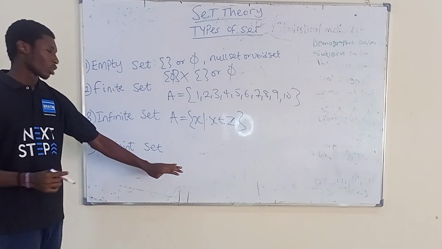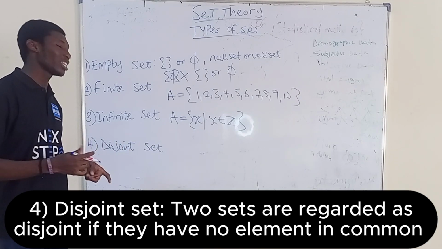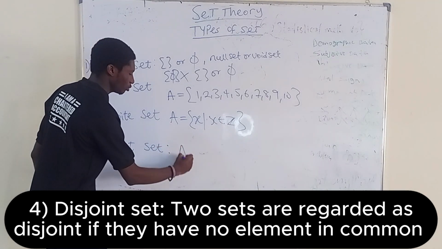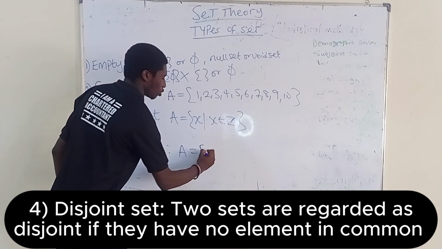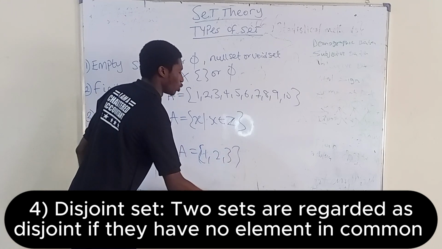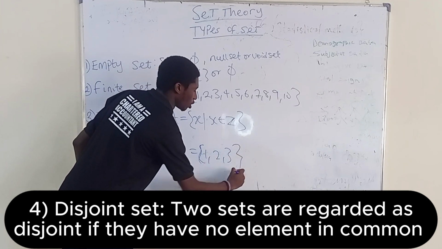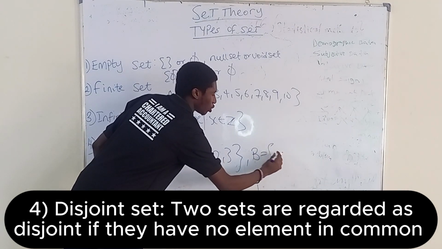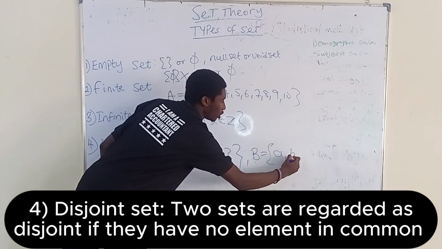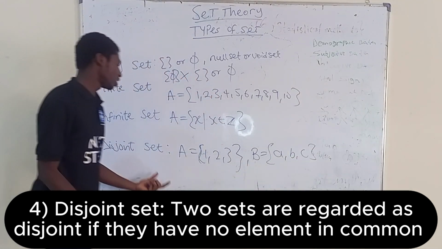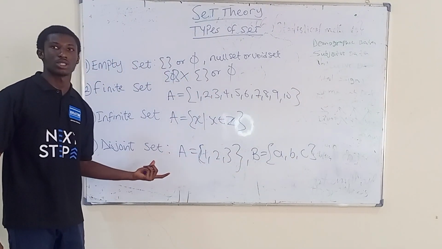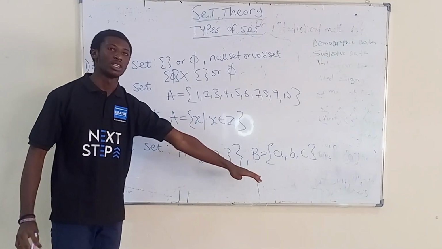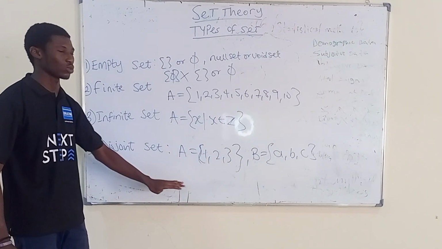The next one will be your disjoint set. Two sets are regarded as disjoint if they have nothing in common. For example, if you have a set A, which is what? 1, 2, 3, sorry, 1 in brackets. If you have another set B, which has A, B, and C, these sets will be regarded as disjoint because they do not have anything in common. If you look at the elements within them, they have nothing in common.